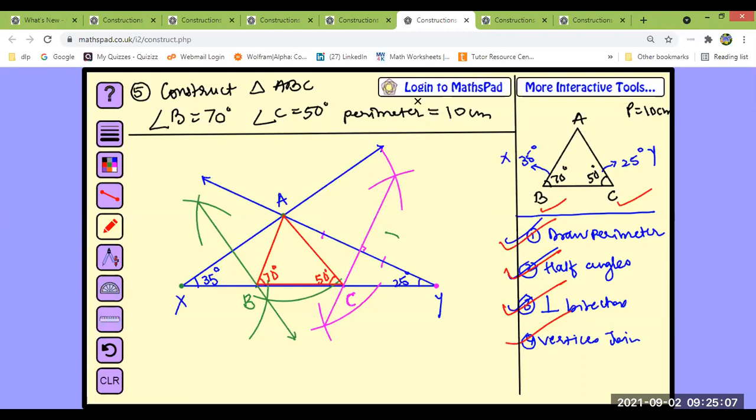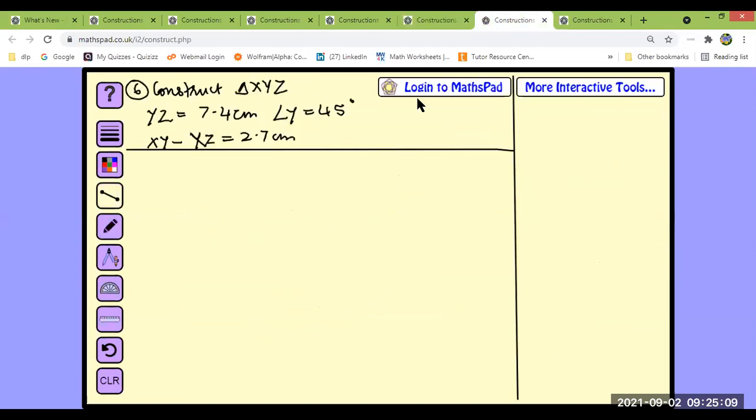Let us look at one more question. Question number 6. Construct triangle XYZ where YZ is given. So let's quickly draw a rough diagram first. Let's label it XYZ. YZ is 7.4 centimeters. Angle Y is 45 degrees. And we are given difference.